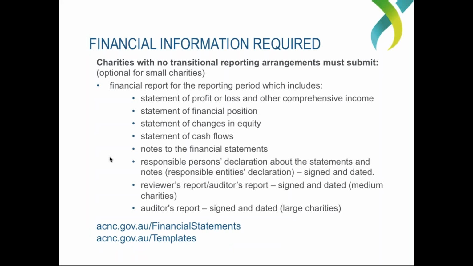As I showed you in the annual information statement itself, there is a section, there is a questionnaire that requires you to upload a financial report. The information required within a financial report is listed on the screen here, and this is for charities with no transitional reporting arrangements. That means the charities that don't have a particular arrangement set up because of the type of charity they are, such as the non-government schools who can report via the Department of Education and Training. So this is for the bulk of charities really, and for those that fit into either the medium or large category.